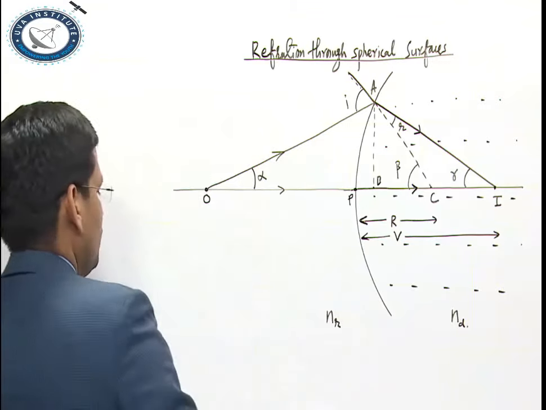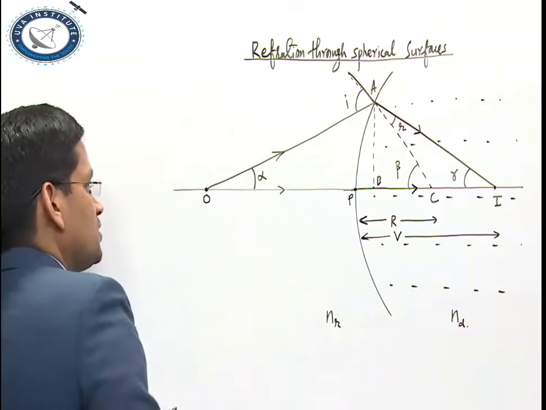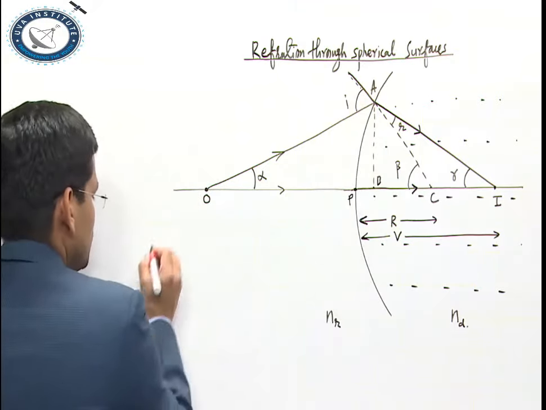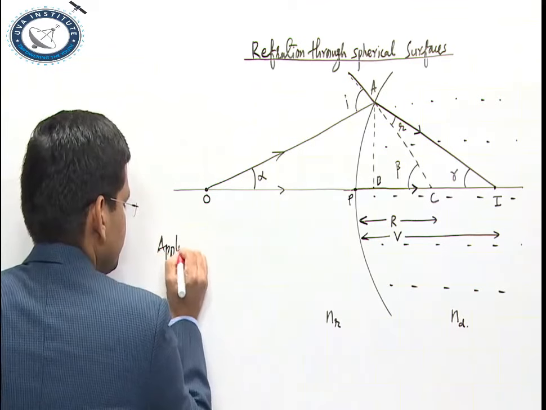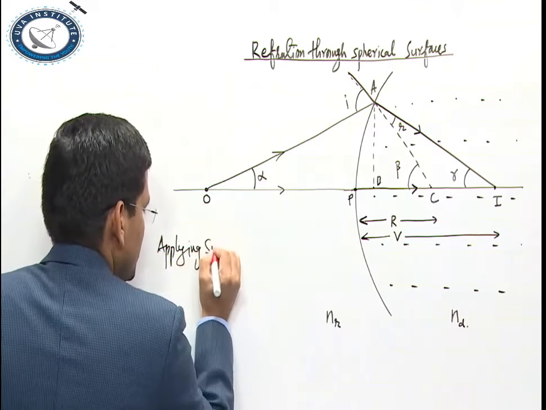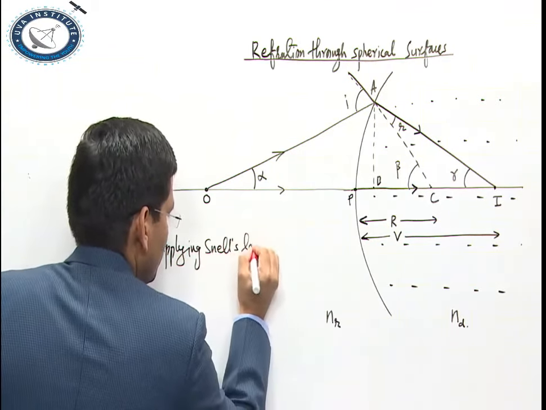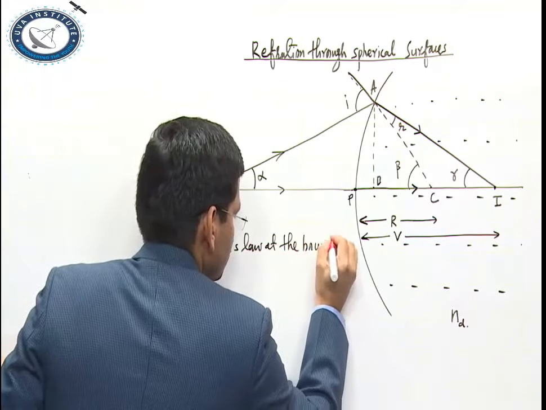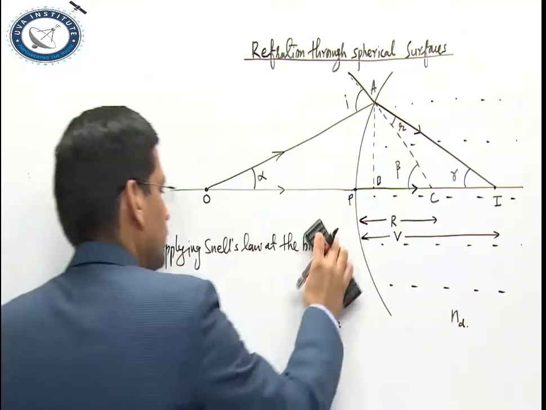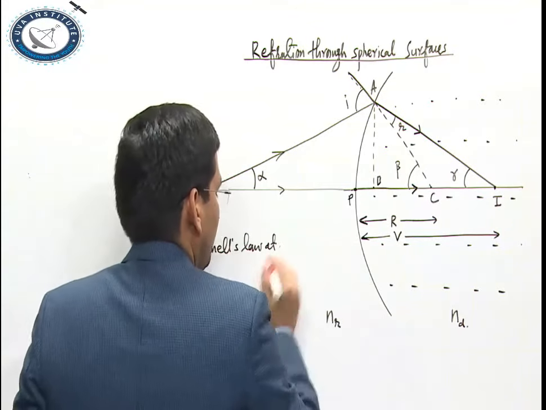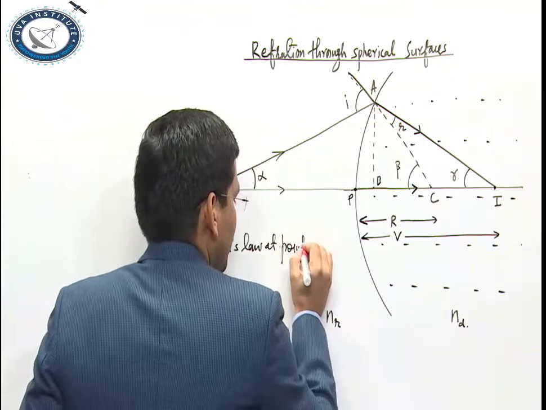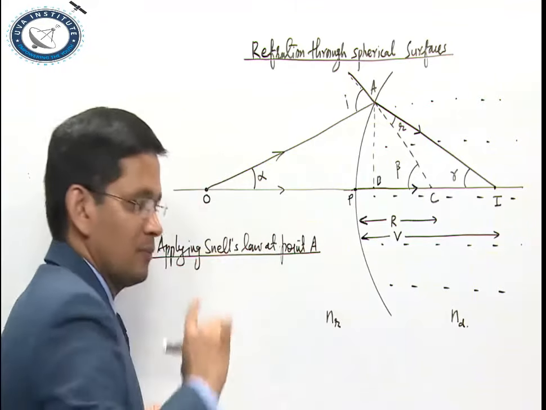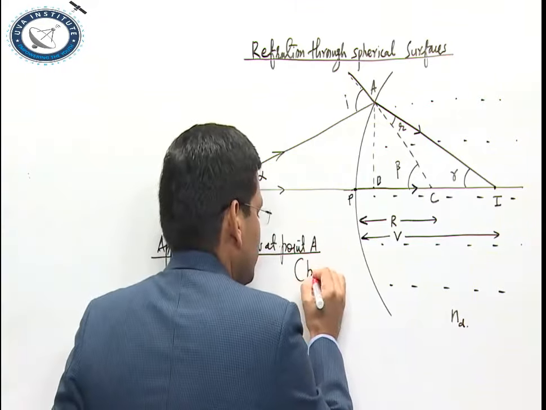First of all, since refraction is taking place at point A, I can use Snell's law at point A. So applying Snell's law at the boundary at point A in my diagram, or you can also write at the boundary, not a problem.